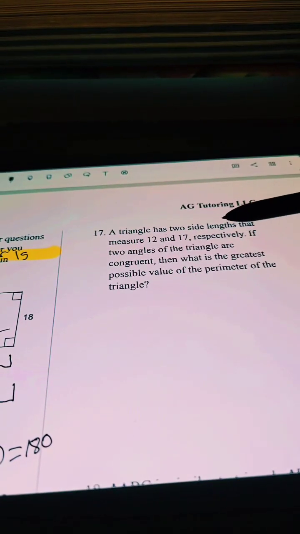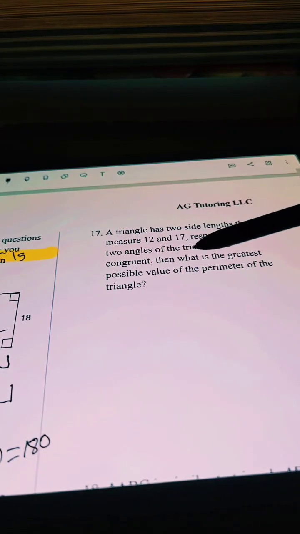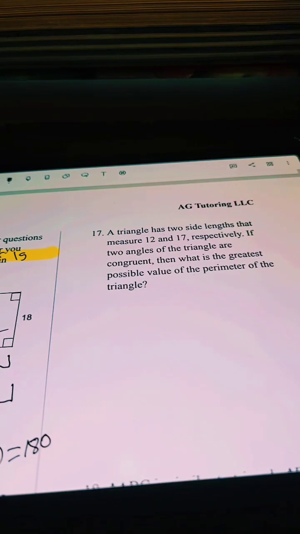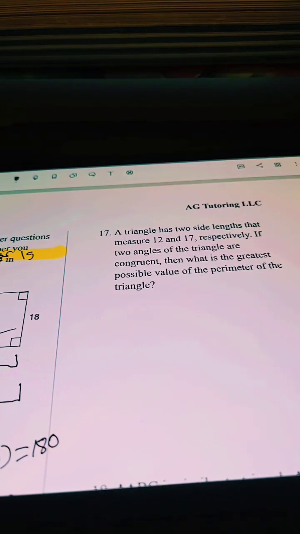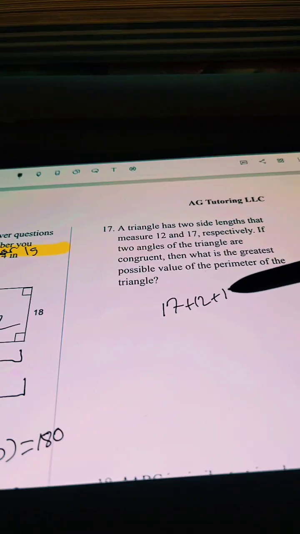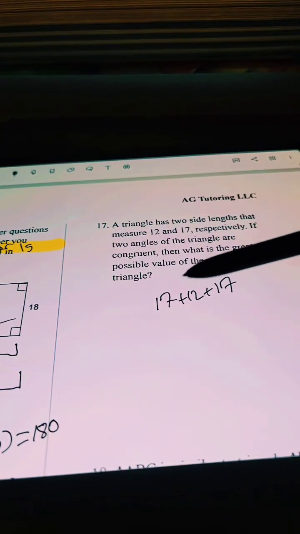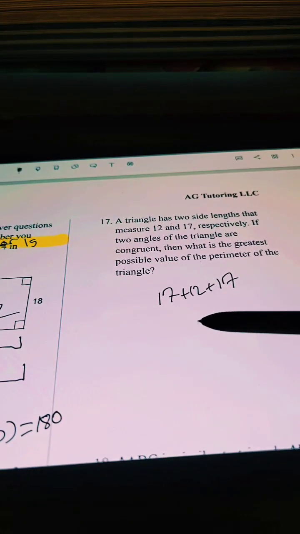If we want the greatest possible value for the perimeter, we want the greatest possible number that the missing side length can be. Well, that missing side length has to be either 12 or 17 because it has to be congruent with one of the other sides, and it would give us a greater perimeter to say that missing side length is 17. Because 17 plus 12 plus 17 gives a greater perimeter than 17 plus 12 plus 12. So this would give us the greatest possible perimeter. When we add that up, that's going to be 46.